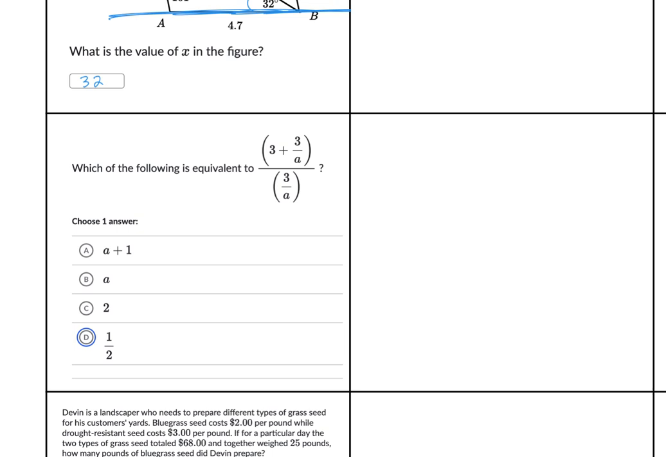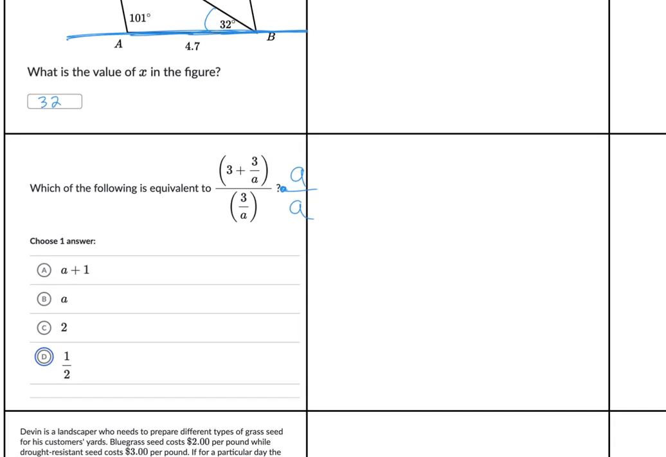Which of the following is equivalent to 3 plus 3 over a, over 3 over a? To do this, what I'm going to do is I'm going to get rid of the fraction. Okay, we have fractions in the top and bottom, so what I'm going to do is multiply by the common denominator, a over a. Okay, let me show you what this looks like step by step. So I've got the numerator times a, so I'm going to have 3a plus 3 times a divided by a. That cancels out. So I've got 3a plus 3.